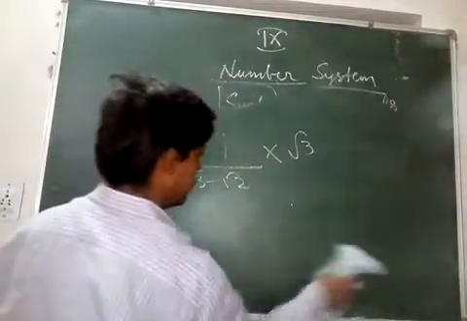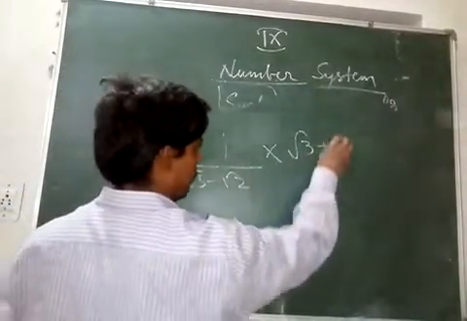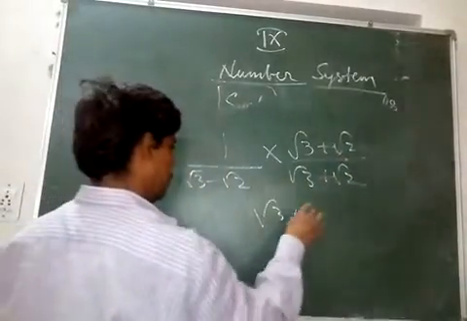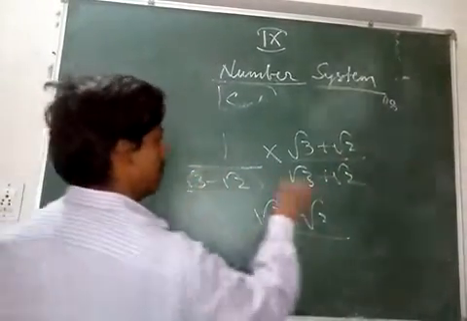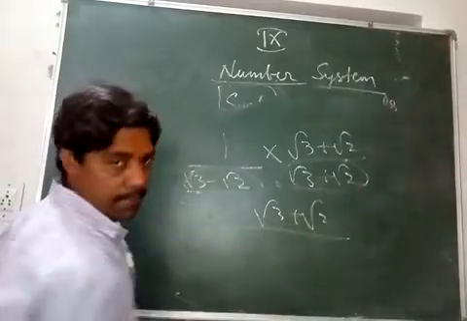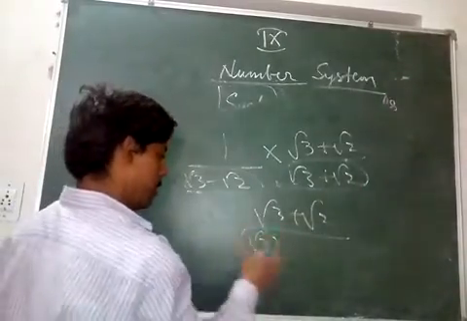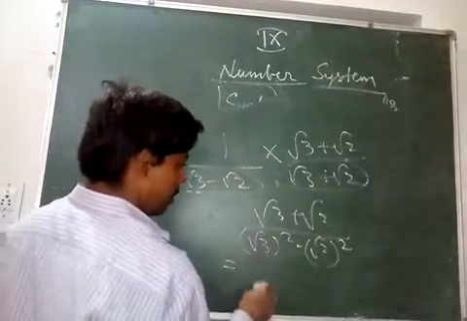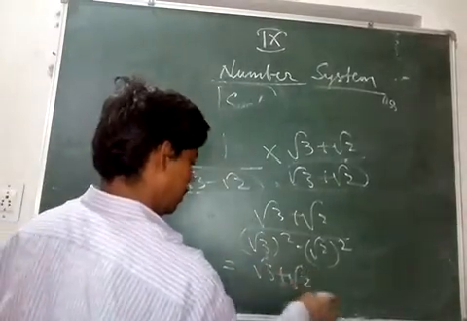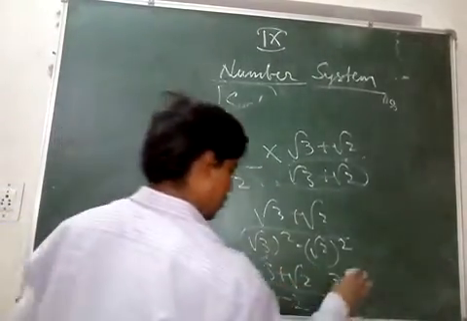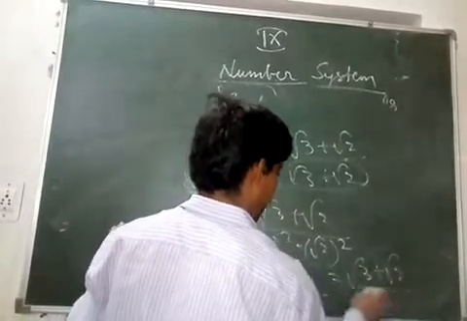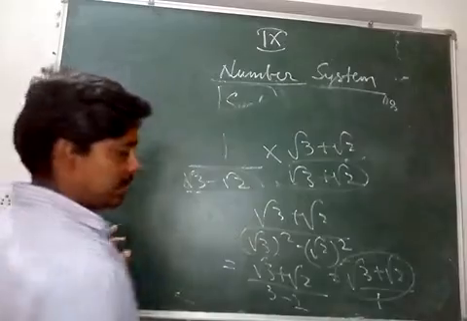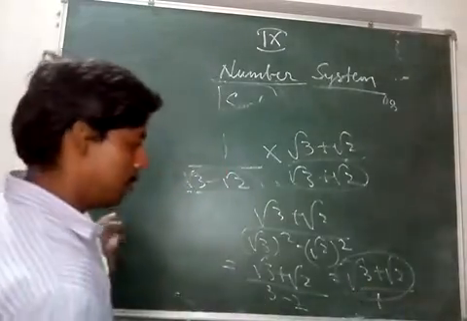So this is what I am doing here. I am just multiplying by root 3 plus root 2 in the numerator and the denominator. So what will I get? I get root 3 plus root 2 in the numerator, and this I have just solved: (a minus b)(a plus b) is equal to a square minus b square using the identity. So root 3 plus root 2 upon 3 minus 2. So root 3 plus root 2 upon 1. Now see, 1 we can neglect or just leave it as it is. So the answer is root 3 plus root 2 upon 1.